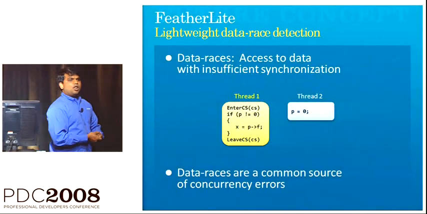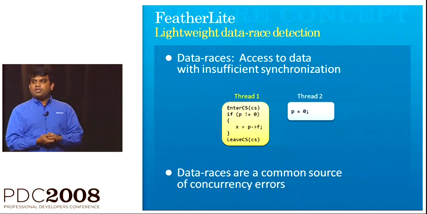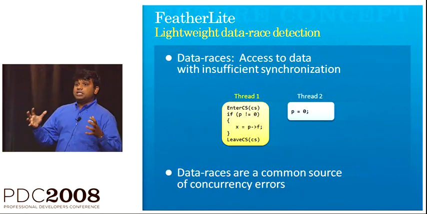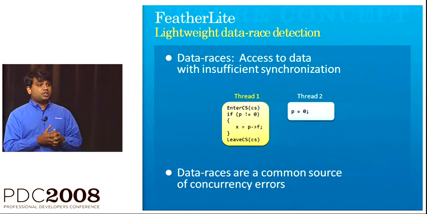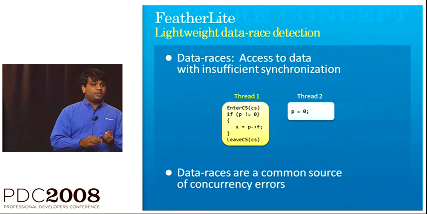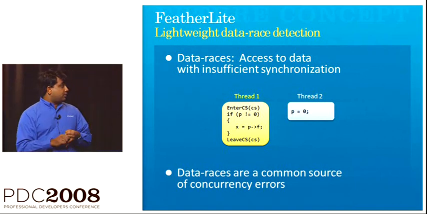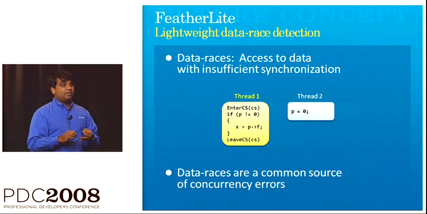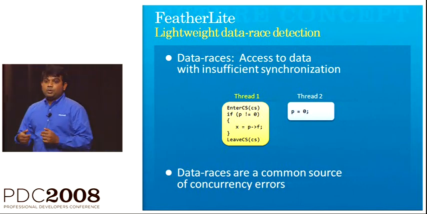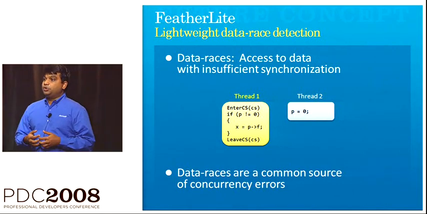We can do a lot of things with CHESS, and I think we're still exploring a lot of the possibilities that this power of controlling the interleaving gives us. And I told you that CHESS has 2 facilities. It can record the execution. It can also direct the execution. And you'll see both of them coming into place in this tool called Featherlight. It is a lightweight data race detection tool.